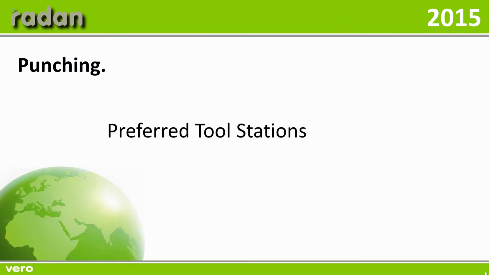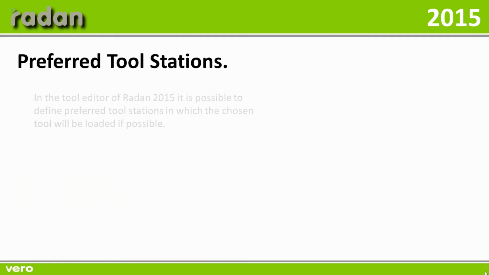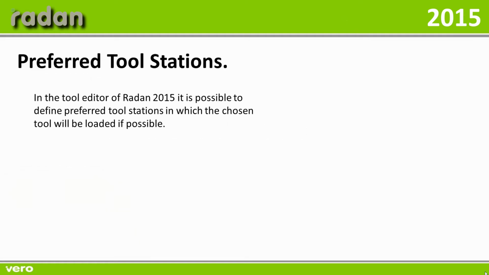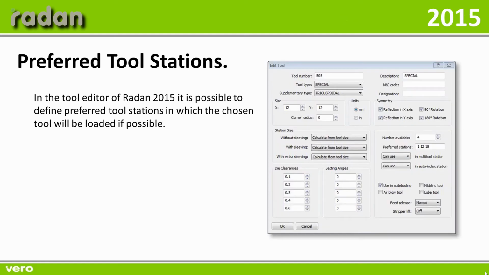Preferred tool stations. In the tool editor of Radan 2015, it is now possible to define preferred tool stations in which the chosen tool will be loaded if possible. So you can see here my tool editor dialog box, and over here you can see that I have now got this option, preferred stations. So for the specified tool, I can now nominate the station numbers that I wish this tool to be loaded in if the system can actually fit it in.